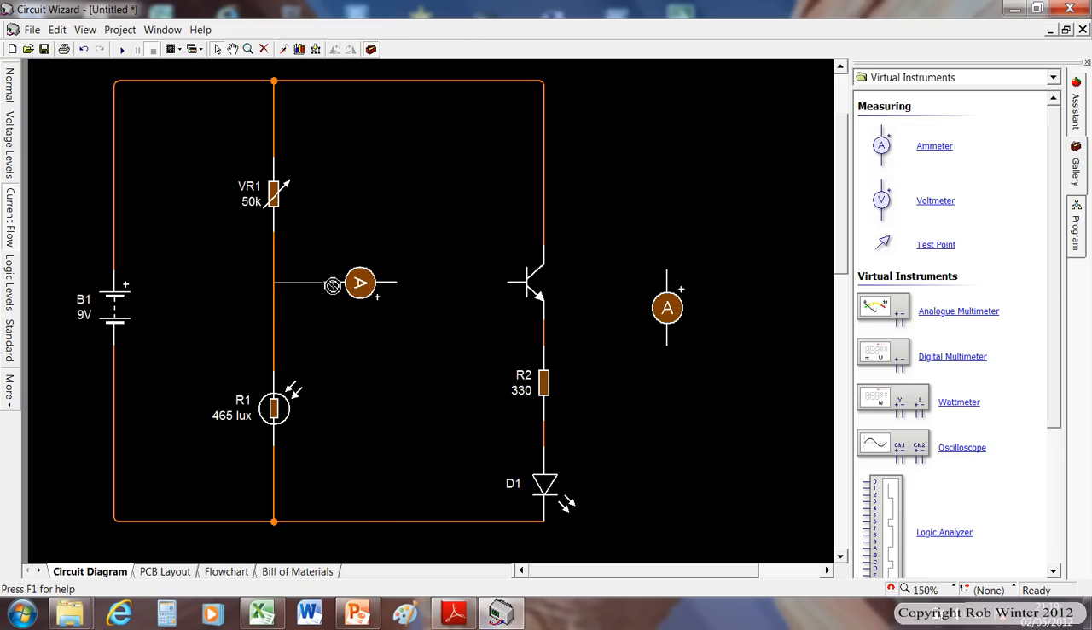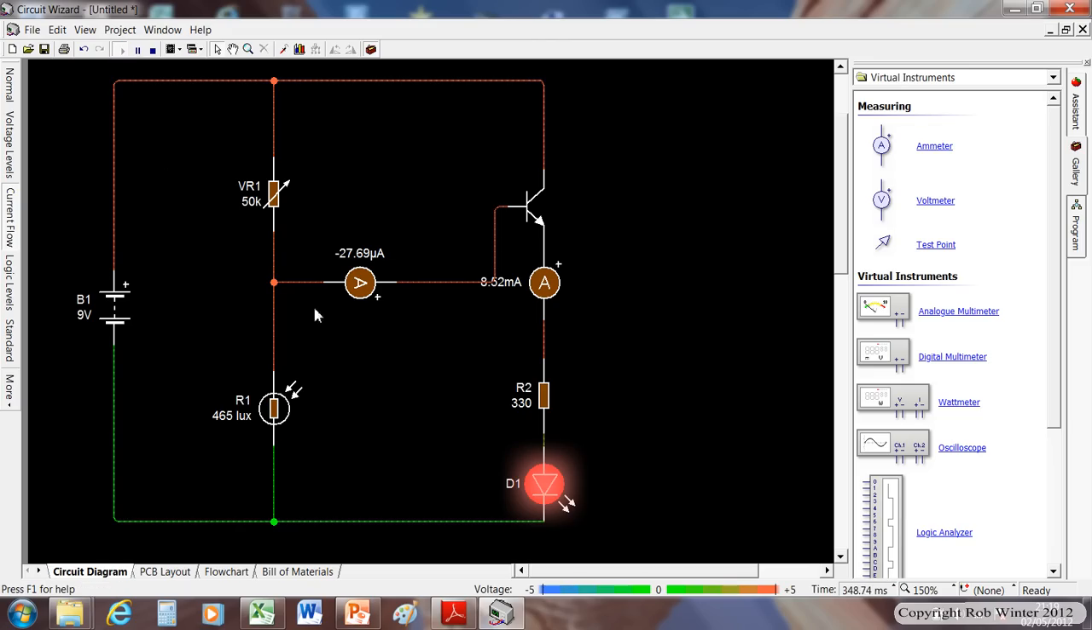So I'm going to connect one here between my potential divider and the transistor, and I'm going to connect another ammeter, I've got to make some room for it, between my LED. Okay, so I'm measuring the amps going in and I'm measuring the amps coming out, and if it's an amplifier you'd expect it to be bigger. So press play.